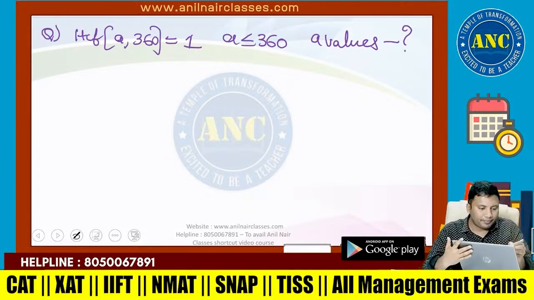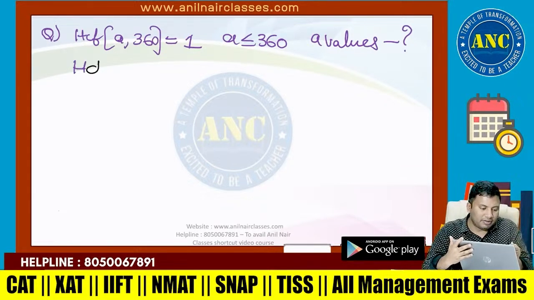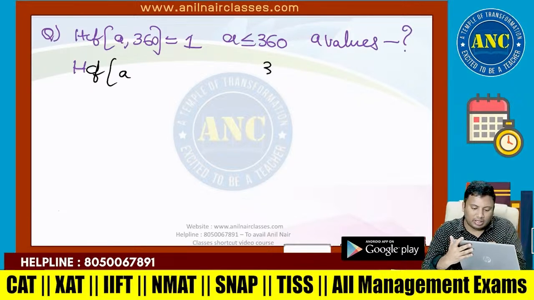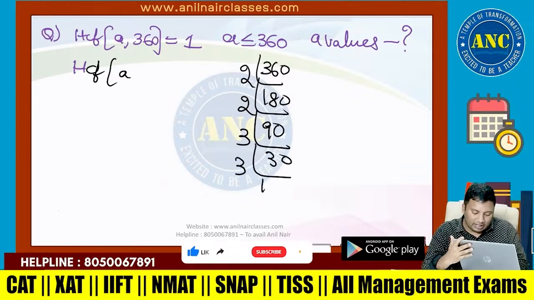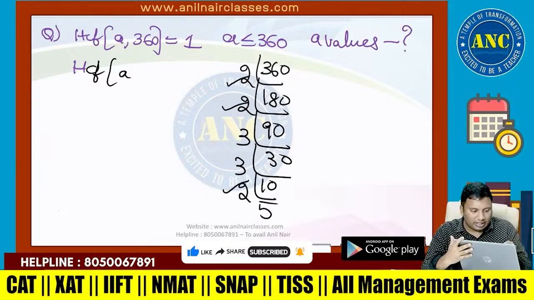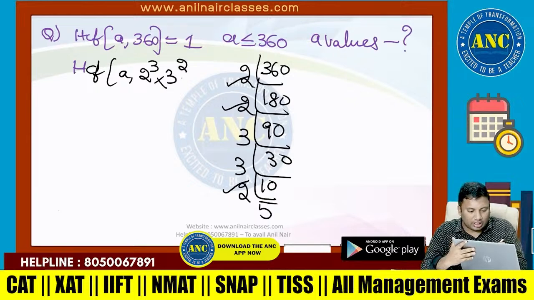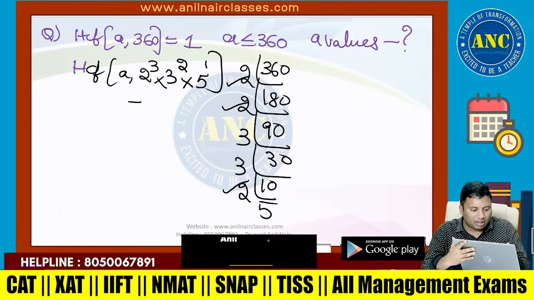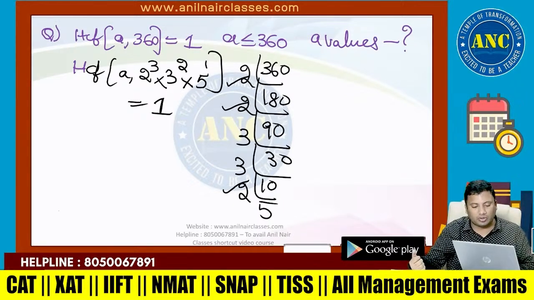Again see here, 360 is nothing but, if I simplify it, 2 180s are 360, 2 90s are 180, 3 30s are 90, 3 10s are 30, 2 5s are 10. 2 came how many times? 3 times. So 360 is 2 cube into 3 came how many times? 2 times. 3 square into 5 power 1. So HCF of A, 2 cube into 3 square into 5 power 1 equivalent to 1.